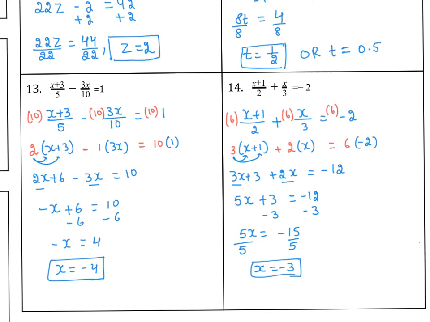3x plus 2x would be 5x plus 3 equals negative 12. Minus 3 on both sides, you're going to get 5x equals negative 15. Divide by 5 on both sides, you get x equals negative 3.